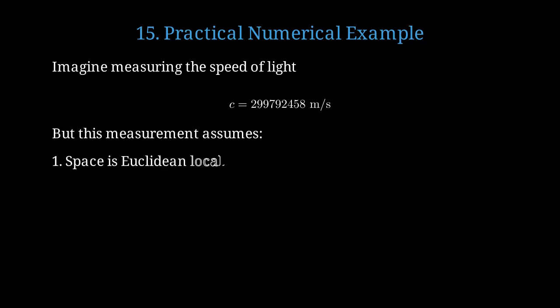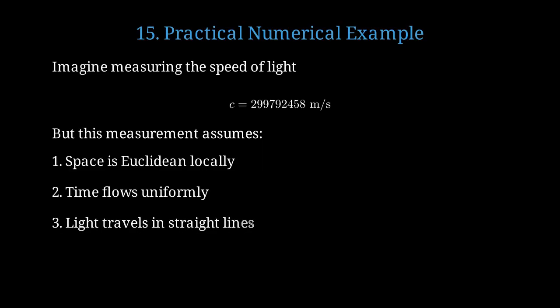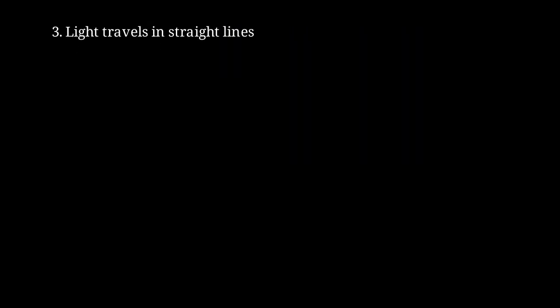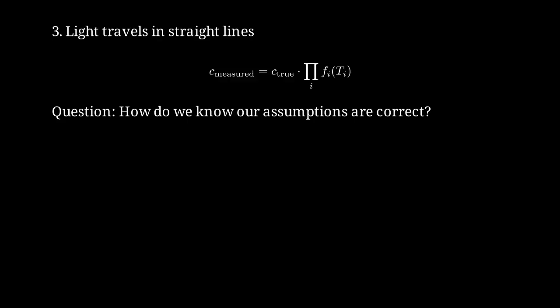First, it assumes that space is Euclidean, at least locally where we're measuring. Second, it assumes time flows uniformly during the measurement. Third, it assumes light travels in straight lines in a vacuum. Our measured value is the true value times a product of factors from each theoretical assumption Ti. The question is, how do we know these assumptions are correct if they're required to measure c in the first place?